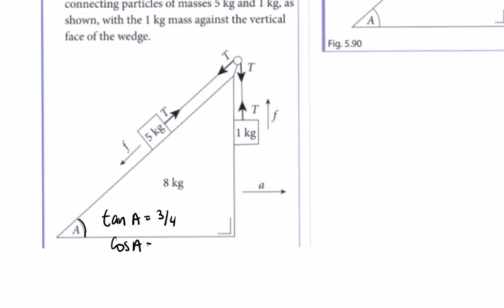Cos A is the A part over the hypotenuse, so the A part's on the bottom, so cos A is 4/5, and sin A is 3/5.